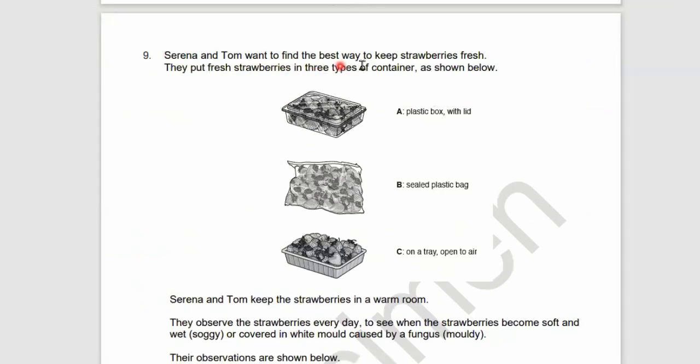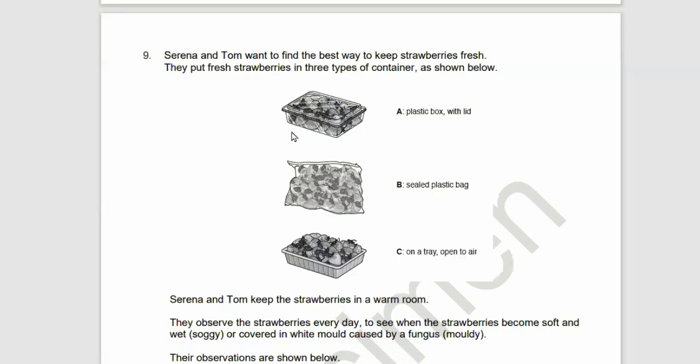Serena and Tom want to find the best way to keep strawberries fresh. They put the fresh strawberries in 3 containers as shown below: a plastic box with a lid, a sealed plastic bag, and a tray open to the air. Serena and Tom keep the strawberries in a warm room. They observe the strawberries every day to see when the strawberries become soft and wet, soggy, or covered in white mold caused by a fungus. We call that moldy. Their observations are shown below.